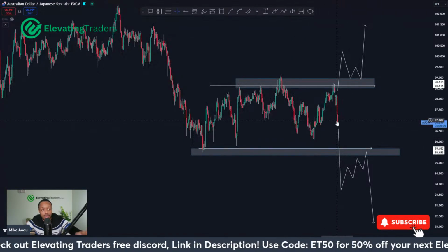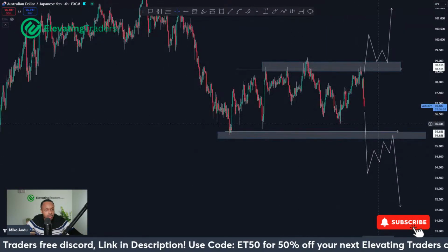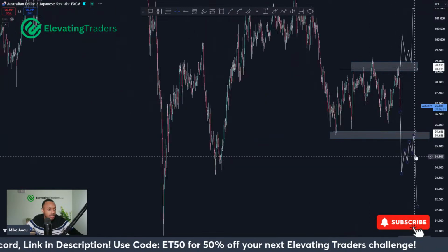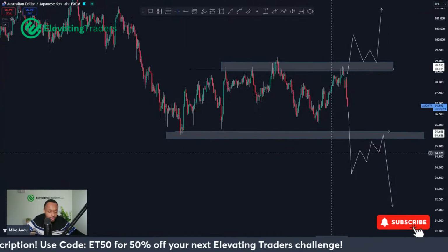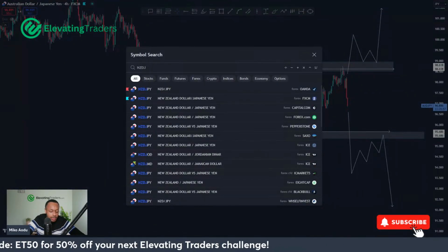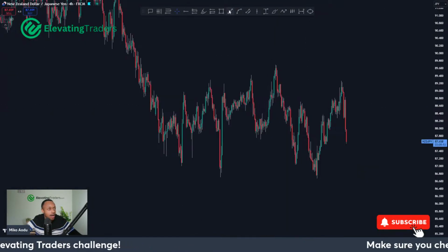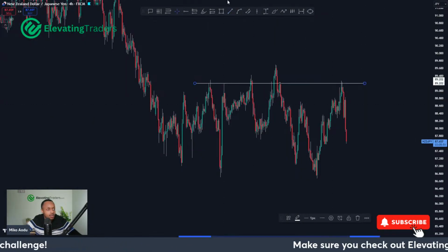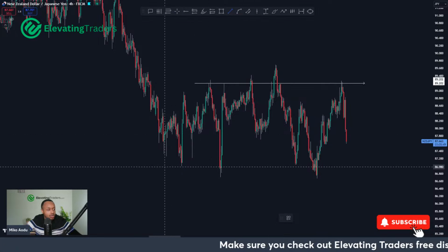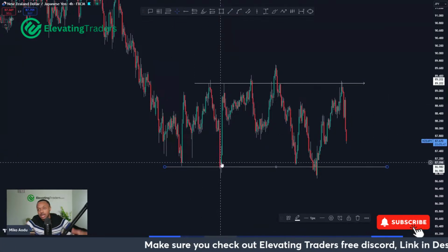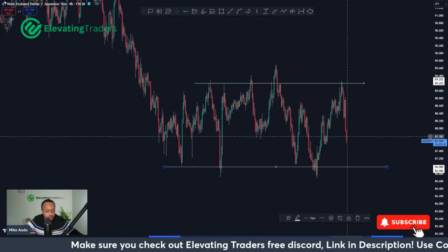I know we're looking very bearish at the moment, but we're just coming back into support, so it doesn't really do much for me for Aussie yen. New Zealand yen, pretty much the same situation as well. As we can see, equal highs over here, and we can pretty much see the equal lows over here as well. The market's just fluctuating back and forth between those two areas.